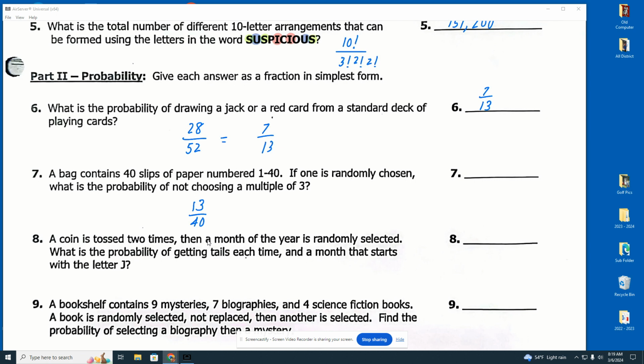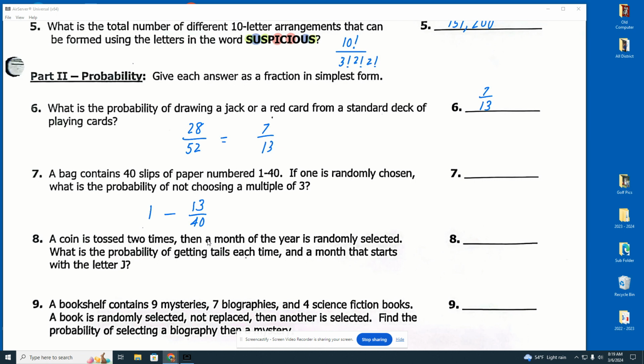No, it says how many are not multiples of 3. This is a complement. So what do we subtract that from? 1. Okay? See, this is what I was talking about when we talked about complements of probability. Sometimes it's easier to find what it is and then just subtract it from 1. Remember 1 being 100%. So we're doing 100% minus 13 over 40.